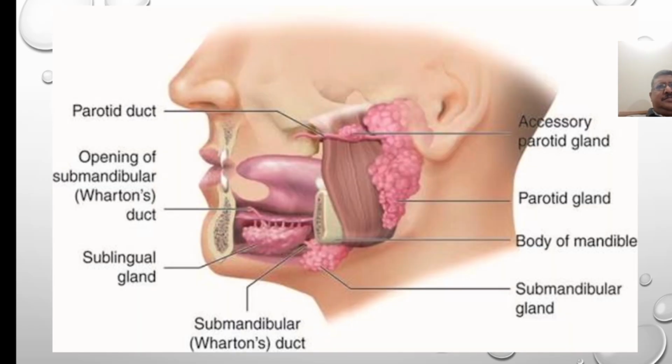So these are the structures. This is the parotid duct, opening of the submandibular Wharton's duct, sublingual gland, submandibular Wharton's ducts. This is the submandibular gland, body of mandible, parotid gland, and accessory parotid gland.